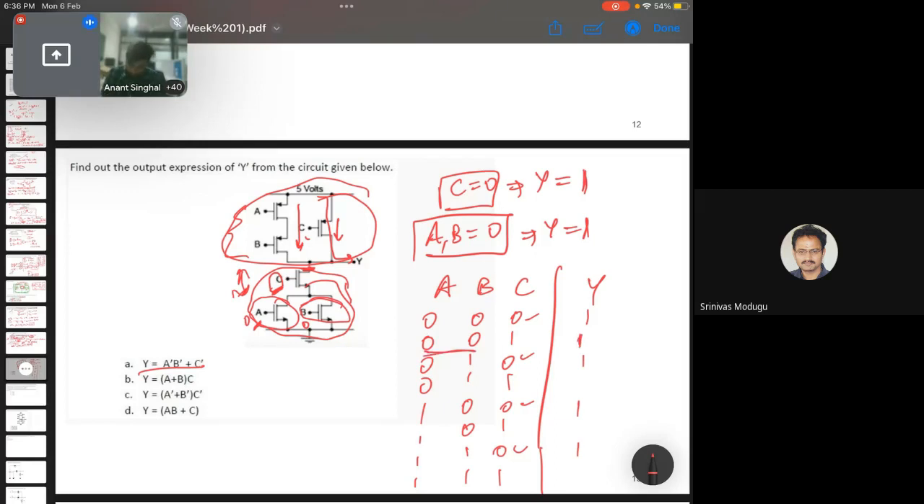Now we'll check for the remaining cases. Here you can see when A is 0, this will be cut off, and then B is 1 and C is 1. So there will be a path to the ground. So this will get 0. And again, the same with this. C is 1 and A is 1. So there will be a path to the ground.